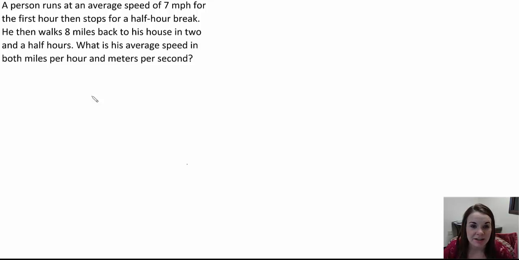So we need to break this into the 3 different chunks of time. The first is when he's actually running at 7 miles per hour. The second chunk is when he stops for his half-hour break. And the third chunk is when he's walking back to his house.